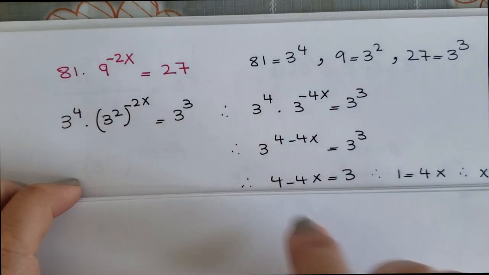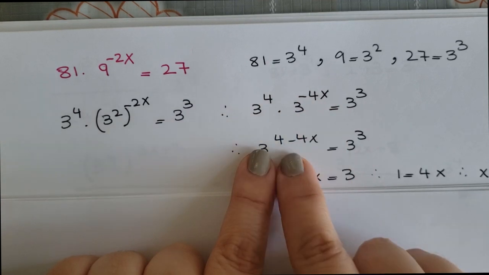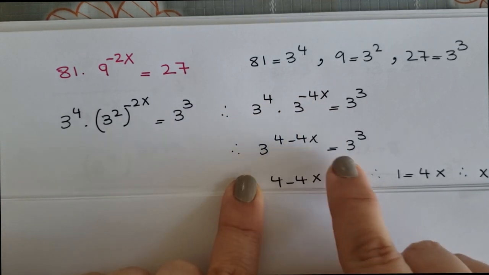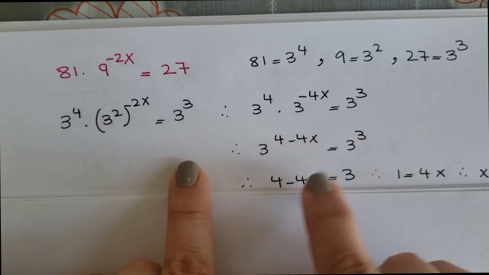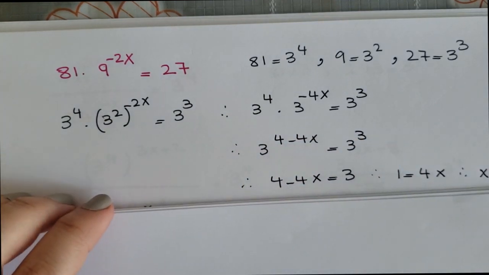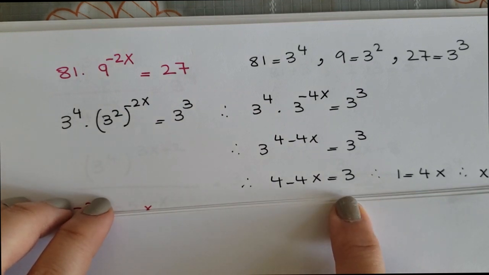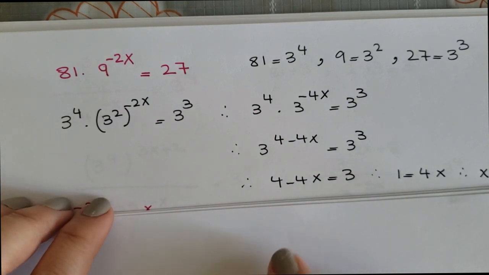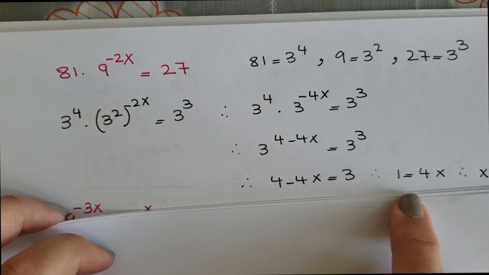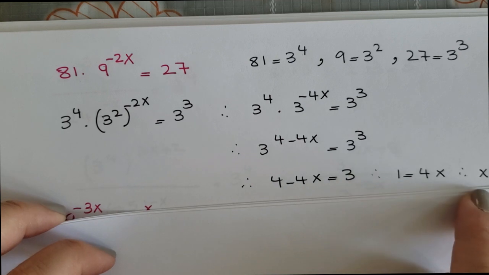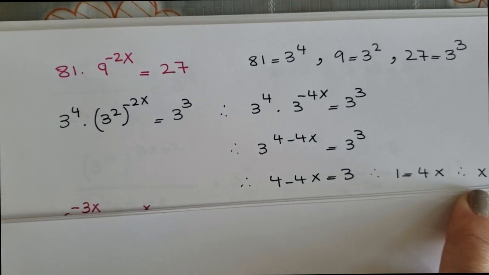So what I can do, I will first simplify 4 minus 4x, the base is 3, and on this side is 3 to the power 3. So the exponent 4 minus 4x is equal to 3. So that's a linear equation, which in order to find the answer, you have to isolate the x, and then your final answer would be x equals 1 over 4.